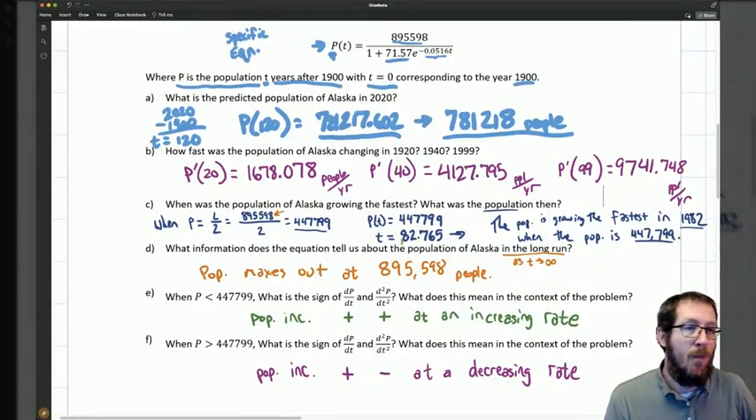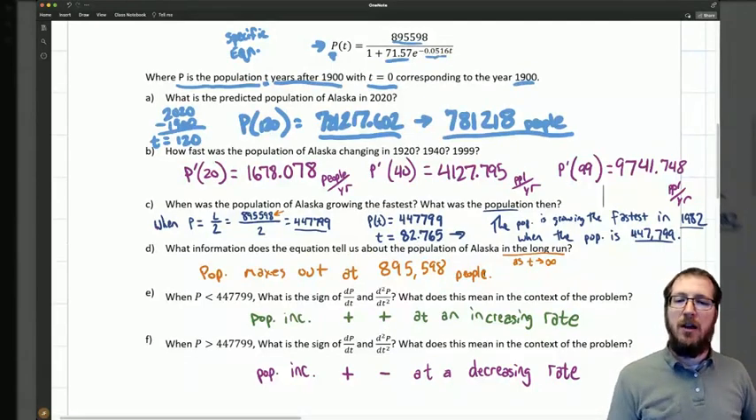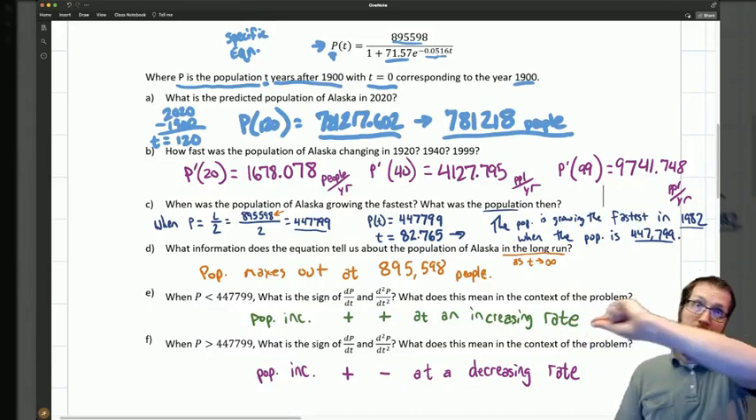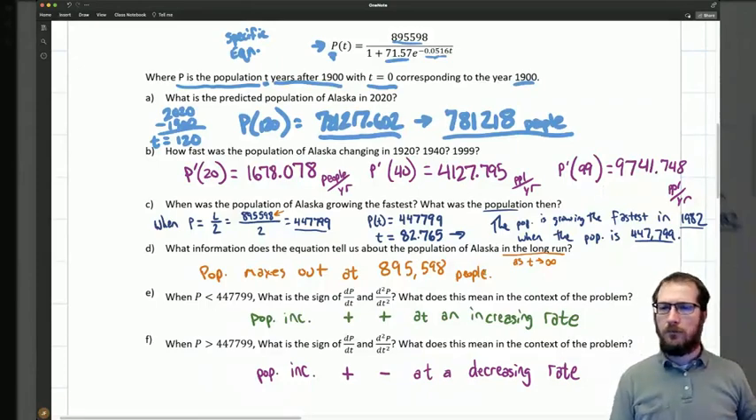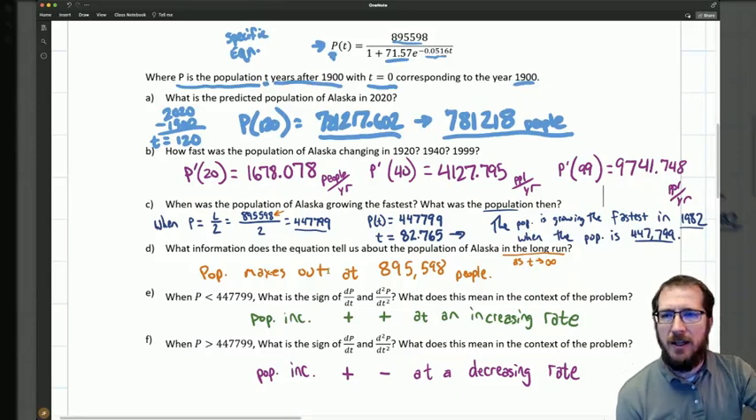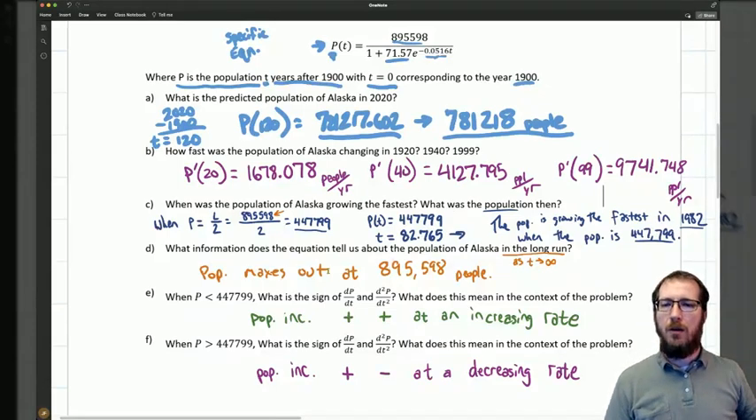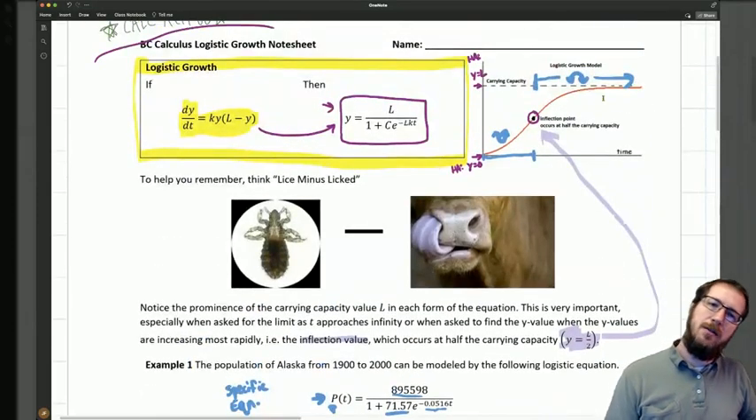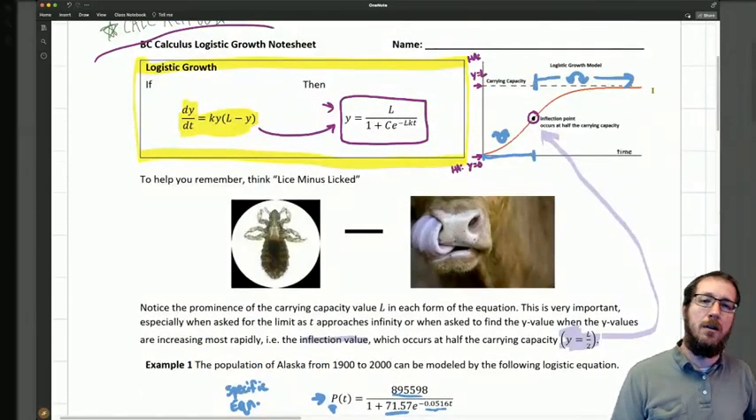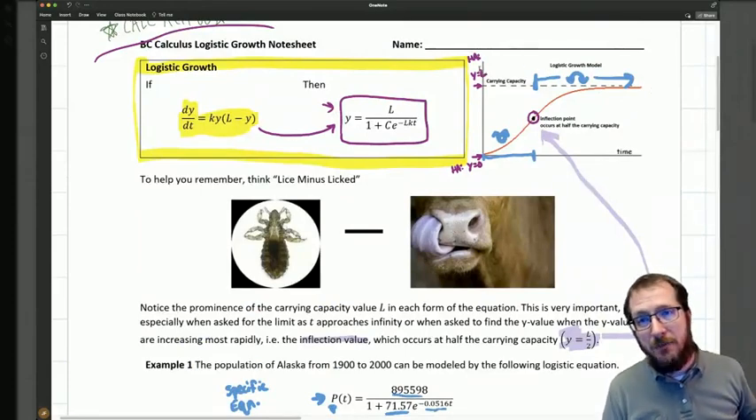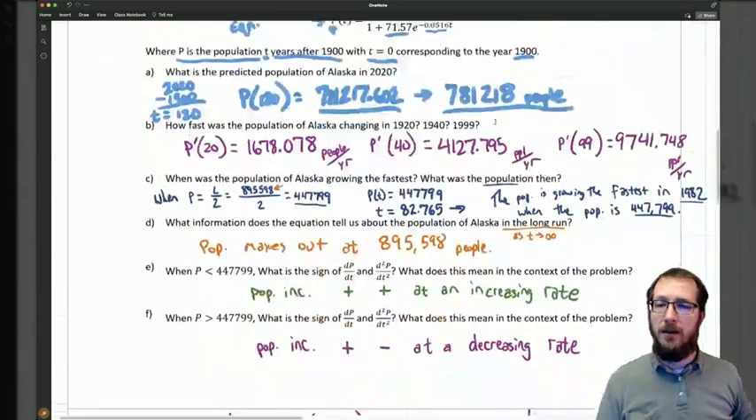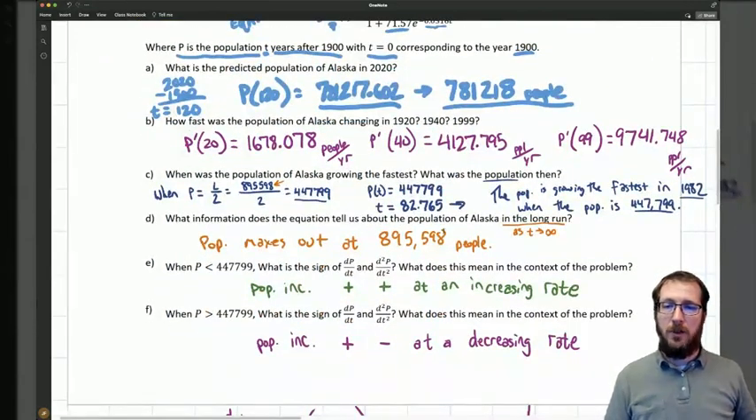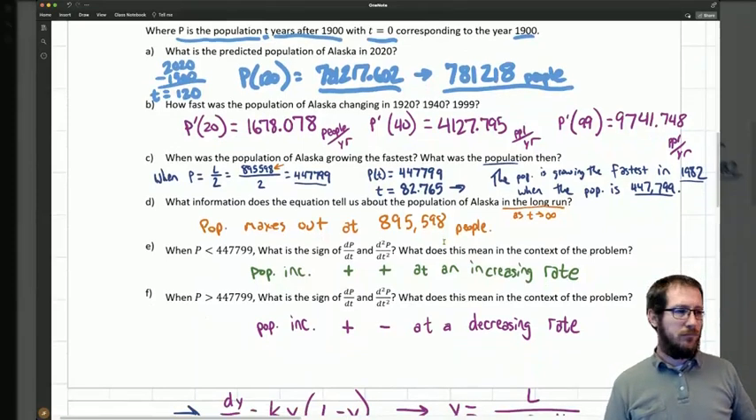All right, D. What information does the equation tell us about the population of Alaska in the long run? All right, think about the long run as years go on and on and on without bounds. So as t approaches infinity, you're looking at a limit. You don't have to actually evaluate the limit, but know that, again, as those t values go on and on, this is an upper asymptote here. It's never going to get above that. That asymptote is always going to be y equals that numerator, that carrying capacity, that L value. So it's going to max out, or you can say it's going to approach that amount of people without going over.